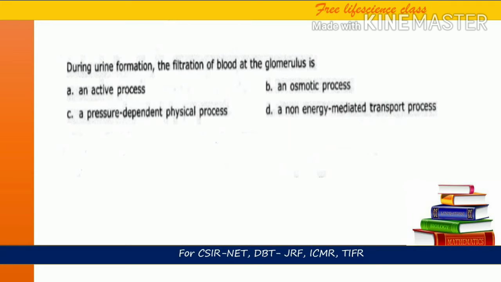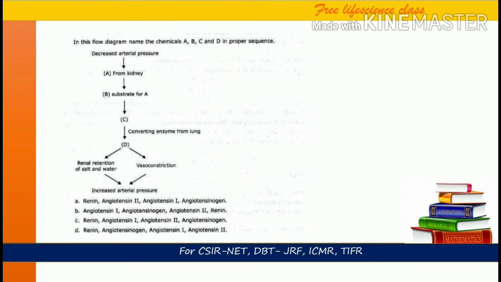Okay, let's move into the next question. Here you can see that it is a flow diagram and you have to name the chemicals. They are asked to find out the chemicals named A, B, C and D in the proper sequence. In this flow diagram it is a chart showing the change of decreased arterial pressure to increased arterial pressure by some chemicals. So you have to find the sequence of the chemicals in the right order. So we can go for a diagram and find out the answer for this question.